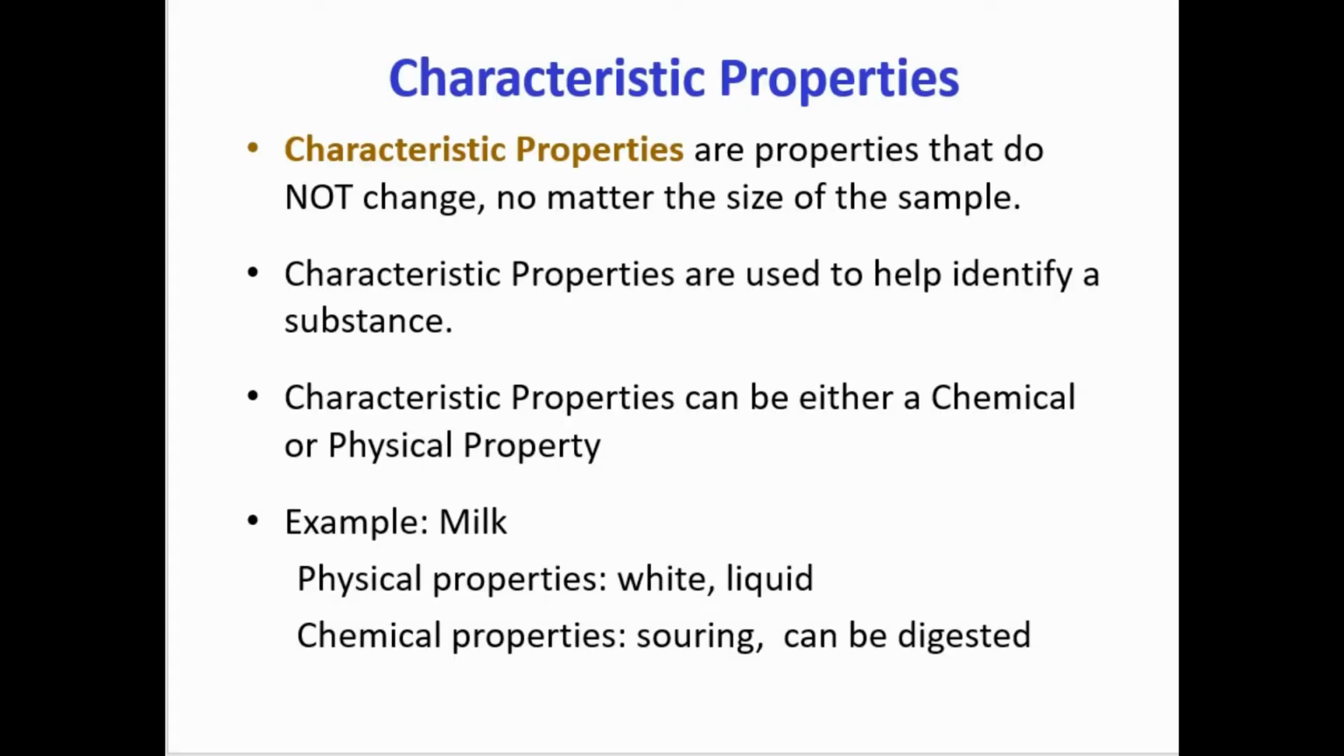If we look at milk for an example, it has some physical properties that never change. It's always white, it's always a liquid. It doesn't matter if you have just a little bit left in your glass or if you have a whole gallon jug. Chemical properties, it doesn't matter if you have a tiny bit or a lot, it can always sour. And you can always digest it, you can drink it and use it to quench your thirst and provide you with energy. Those are some examples of characteristic properties of milk.